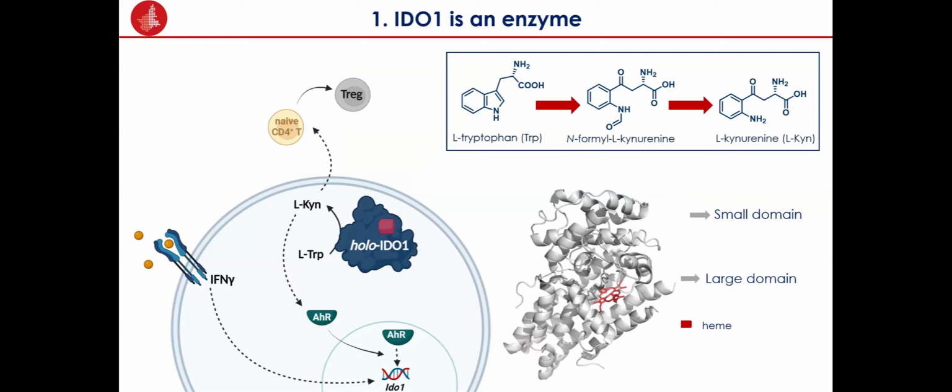So the first key feature is that IDO1 is an enzyme. So it catalyzes tryptophan into formylkynurenine, which is then hydrolyzed into kynurenine.